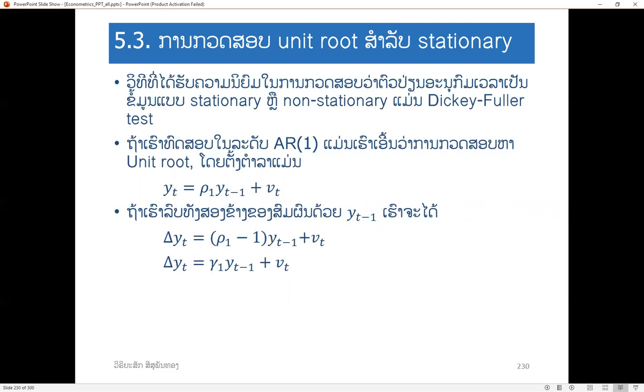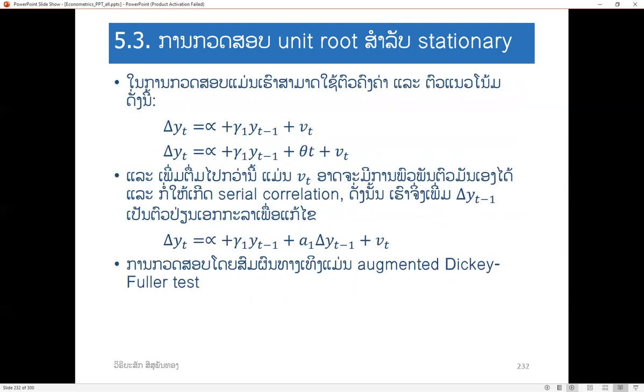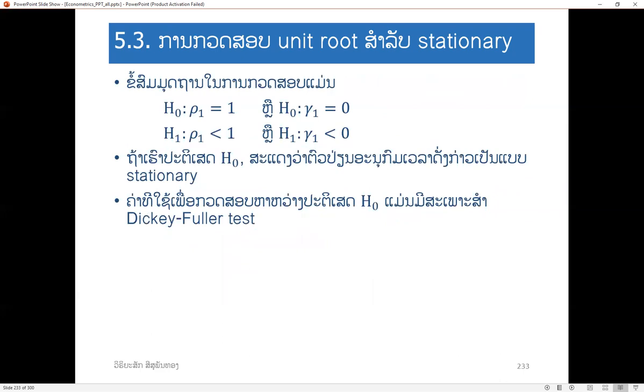Here, if we use this calculation, we can also include the constant term and also the trend in this equation. And worrying about serial correlation in this test, we can include the dependent variable at lag 1 year in the equation. This we call the augmented Dickey-Fuller test. And from the result, we can conclude whether the data is stationary or non-stationary.